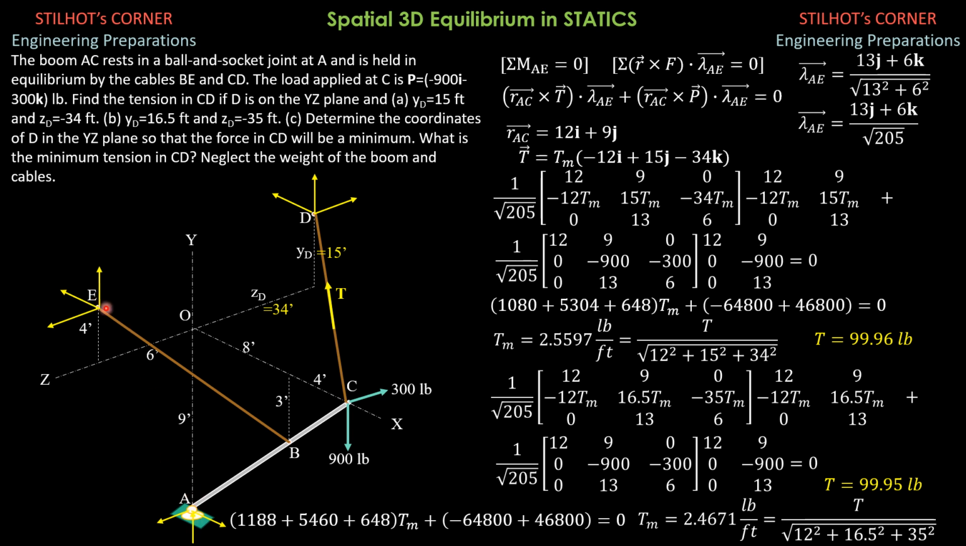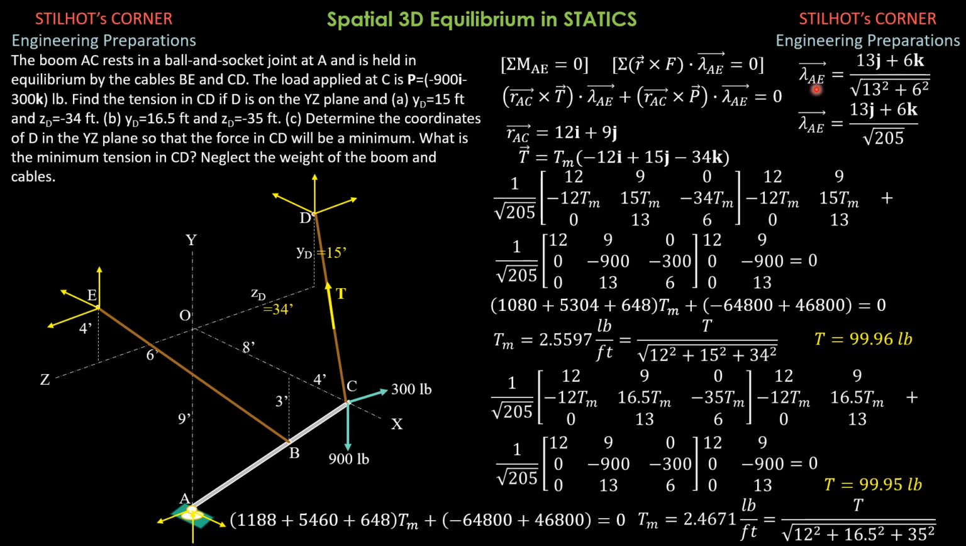We sum up moments about that inclined axis AE equals 0 to solve for T directly. So this is the guide static equation, and this is interpreted as the summation of position vector R cross the force, dot lambda of AE. There are two forces here, the tension and this load here in vector form.